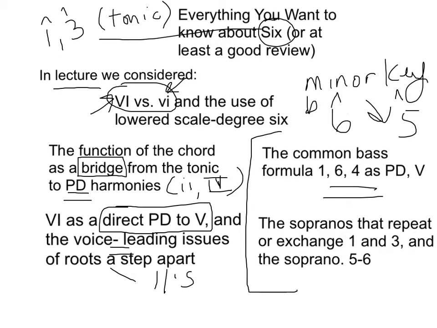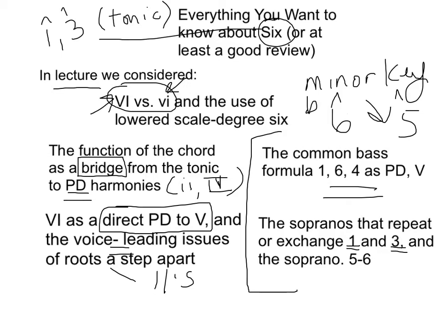That one's worth remembering. If you see in the soprano a repeated 1, 1 or a repeated 3, 3 or an exchange of 1 and 3, that also is a sign that the harmony 6 is very common. And so if you remember back to My Country 'Tis of Thee, it begins with 2 repeated scale degree 1s, and then the same bass line with 2 scale degree 3s, etc.